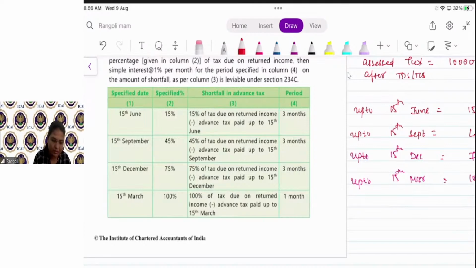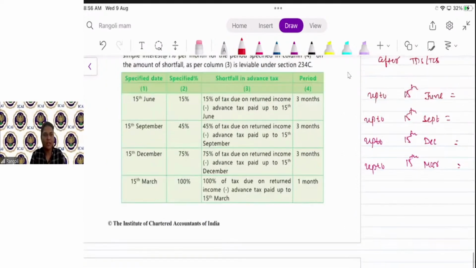Tax due on return income means the final tax liability calculated on the income you offered in your return of income. Yes, Madhav, if you are paying 100% in the fourth quarter, then you need to pay interest for the first 3 quarters. Provided if you are opting for presumptive taxation, then in that case, the first 3 quarters are not applicable. So interest under section 234C for the first 3 quarters is not applicable.